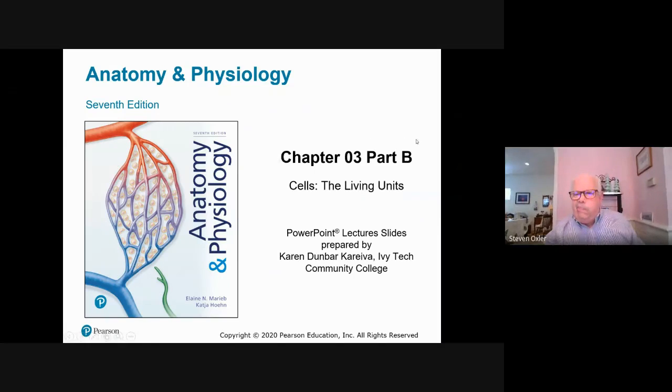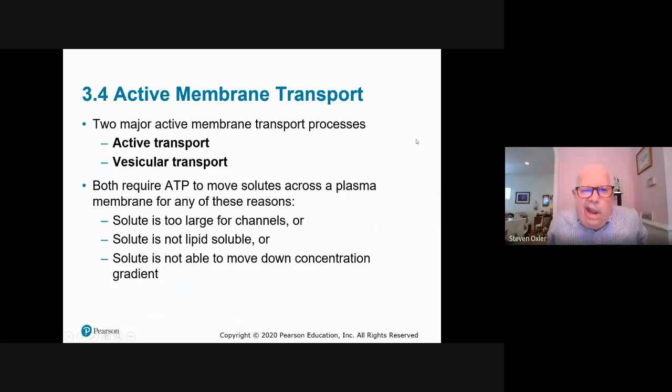We went through passive transport, and now we're going to talk about active transport. There are two mechanisms or processes for active transport. One is pure active transport, and the other is vesicular transport. The word vesicular means bag. That means they're transported in bags.